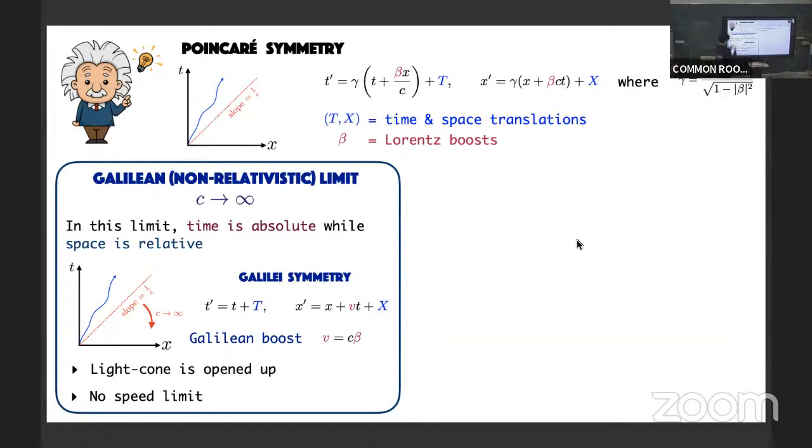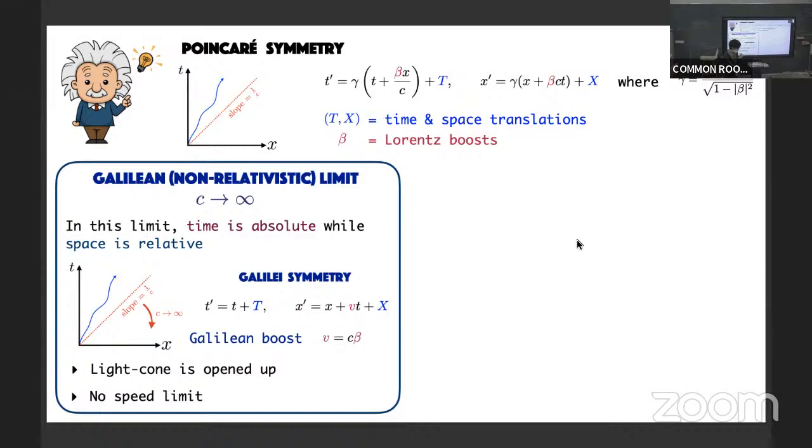And if you look at the space-time diagram, at the structure of the light cone, you see that in this image, when you send c to infinity, the slope of this red line is going to become zero. So it means that the light cone is opened up in this limit. And what does it mean? It means that in this limit, you don't have a speed limit for any particle. So particles can travel as fast as they want, and they can go anywhere they want. And this is the physics of our everyday life. So it is the physics of the useful.